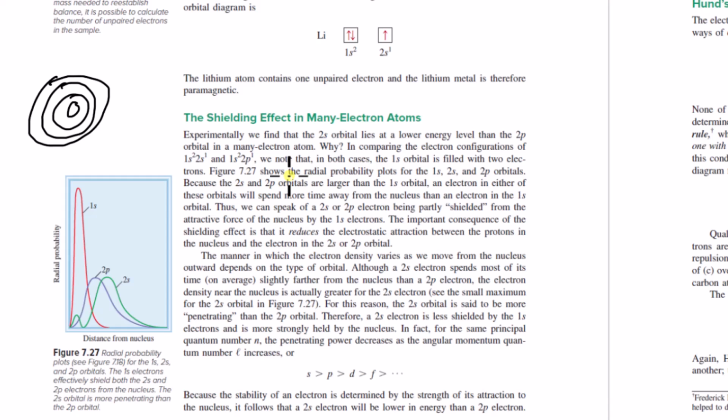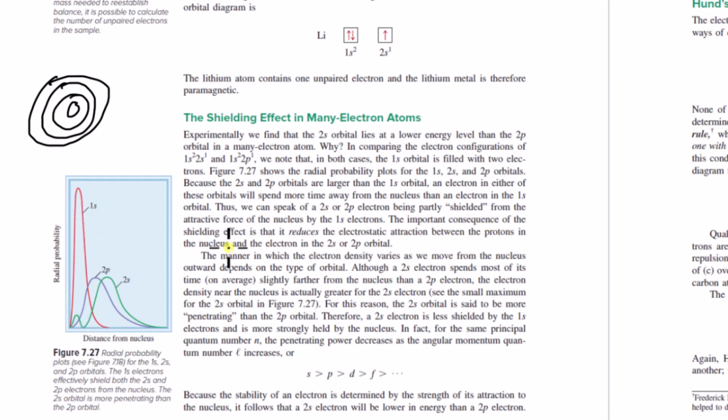We talked about how, if the orbital is closer to the nucleus, it takes more energy to pull that electron away. So this shielding idea, it's shielding it from stability. It's making it higher energy the more it's shielded. Both the 2p and the 2s electrons, since they spend time farther away from the nucleus, are shielded because they are repelled by the 1s electron.